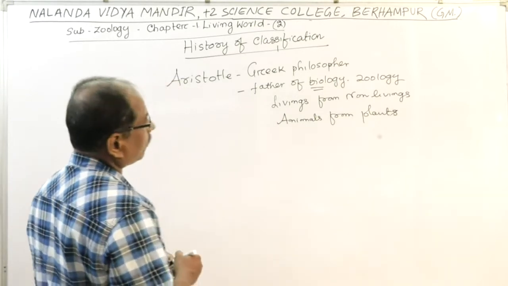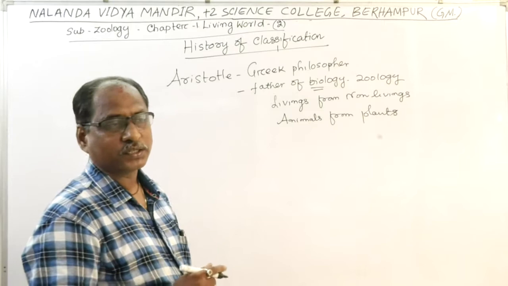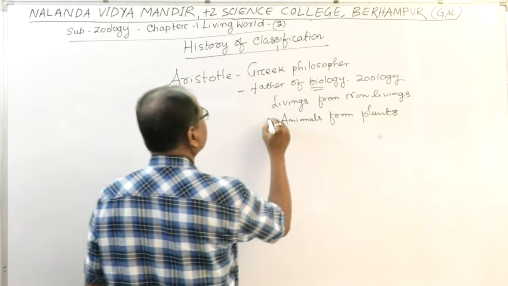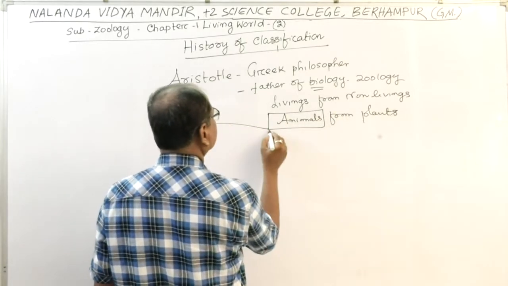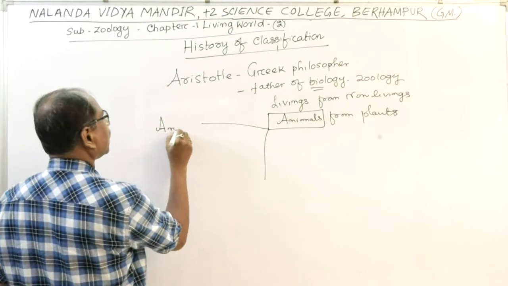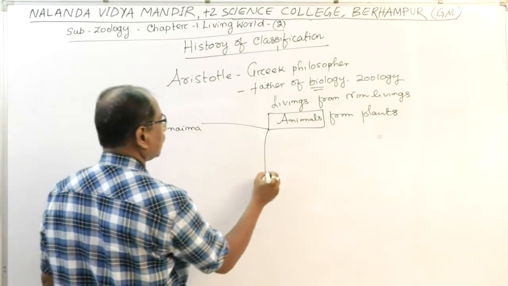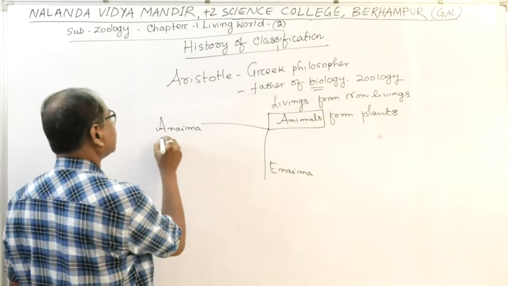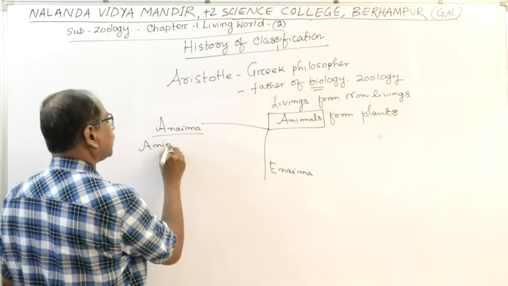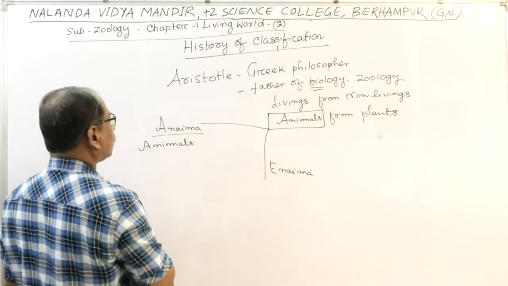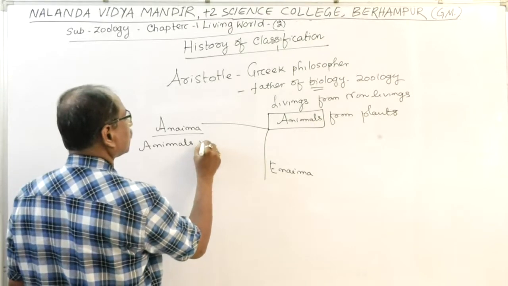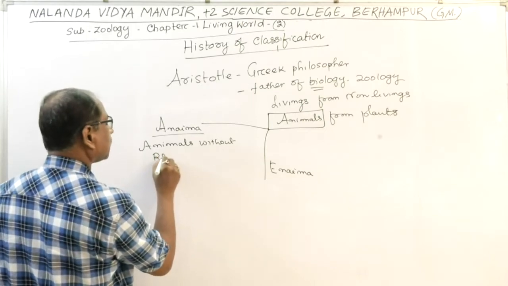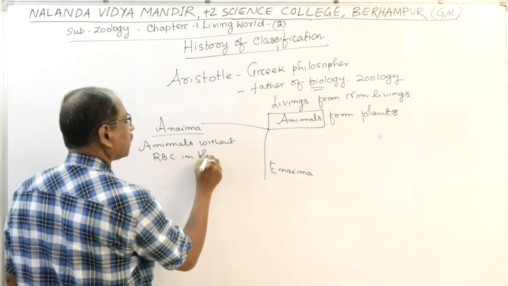He later on classified the animals into two different groups. Those are Anaima and Inaima. Anaima includes the group of animals without RBC in blood.